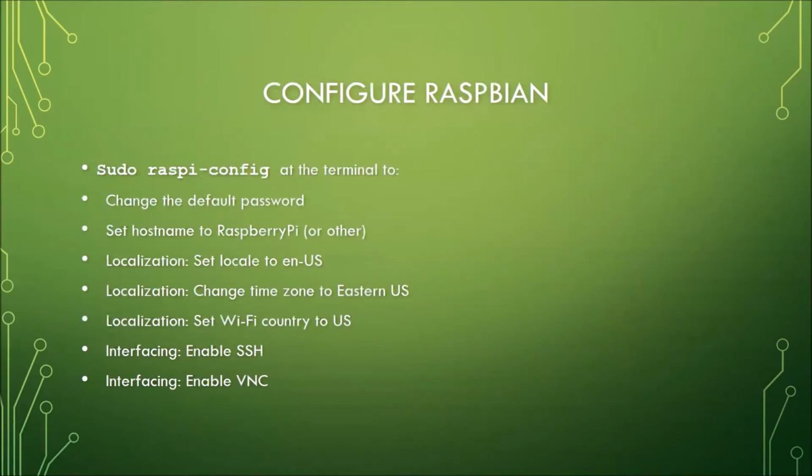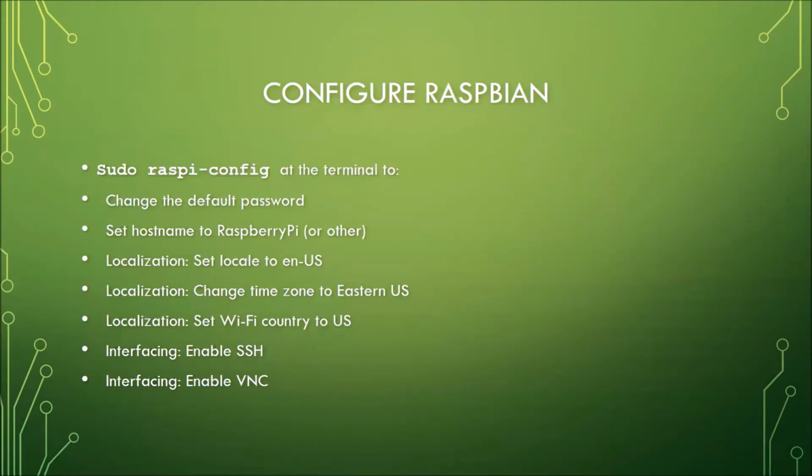So we're going to type sudo raspi-config at the terminal, and we'll see some of those screens in a minute. What we're going to do is change the default password. This is for logging into the desktop on the Pi. We're going to set the host name for it. I cleverly called mine Raspberry Pi. And then we have 3 options to change it to where you are. I'm in Pennsylvania, so I set it to English US, Eastern US for time zone, and Wi-Fi country to US.